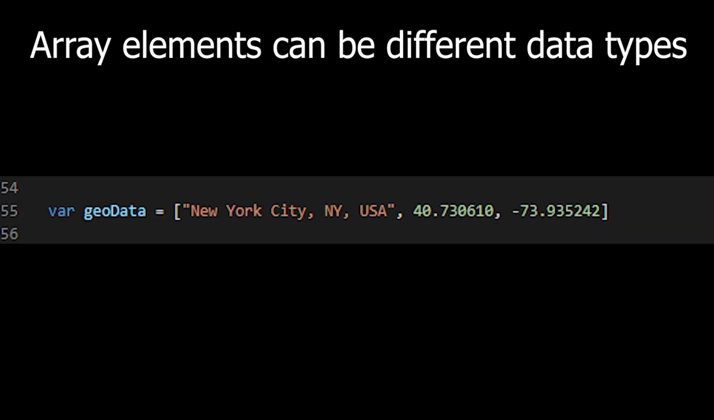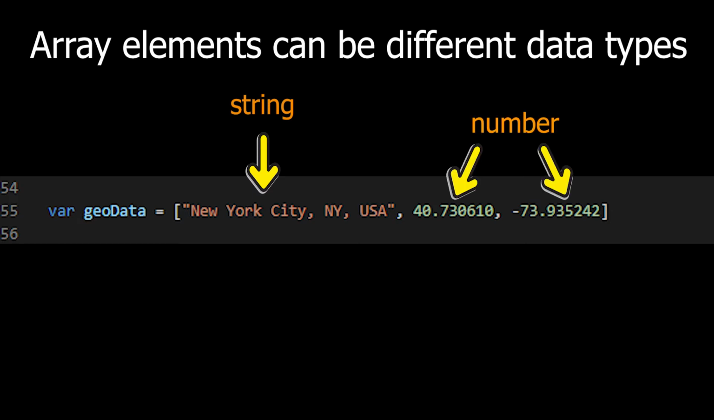Let's create an array called geodata to store the name of a place along with its latitude and longitude information. Notice how the name of the place is a string data type, while the latitude and longitude are numbers. In JavaScript, the arrays you create are allowed to have elements with different data types. This is contrary to other programming languages such as Java, for example, where the elements of an array must all be the same data type.